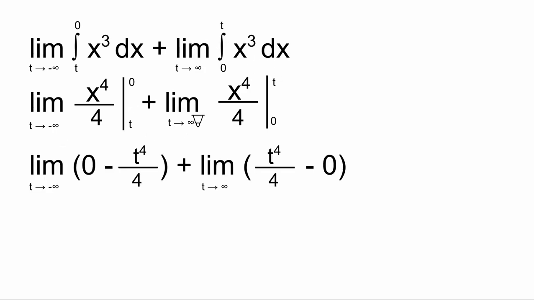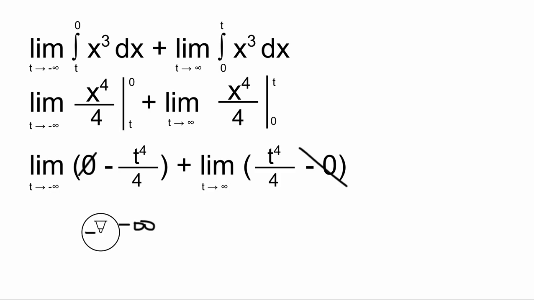So now, if we were to evaluate, we would get 0 minus t to the fourth over 4, subbing in the 0 and the t to get this, and then plus the limit as t approaches infinity of t to the fourth over 4 minus 0, plugging in those values. So we can ignore these zeros. And so this would be negative infinity. We need to keep this negative out front.